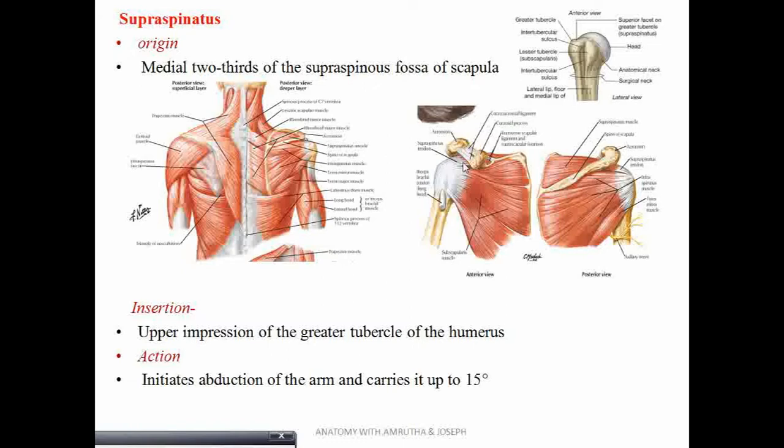Action: initiates abduction of the arm and carries it up to 15 degrees. So the initial abduction of the arm is caused by the supraspinatus muscle, up to 15 degrees. Now 15 to 90 degrees is done by the deltoid muscle. Deltoid.